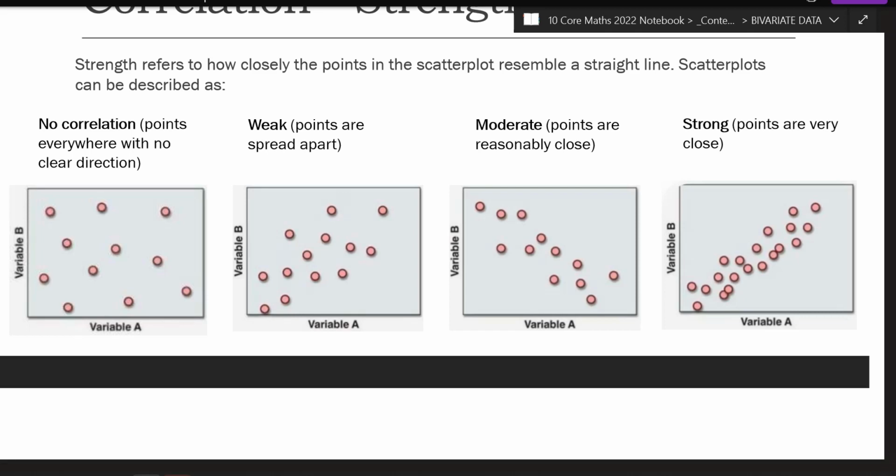This graph here is considered to be weak. Although they are spread apart, you can still kind of tell which way they're going. Yeah, this looks like the data is going positive. This one here, the dots are a little bit more together, so we consider that as moderate, and they are definitely going negative. And strong when they're quite close to each other. So what it suggests for all of them is how close is the relationship between each other.